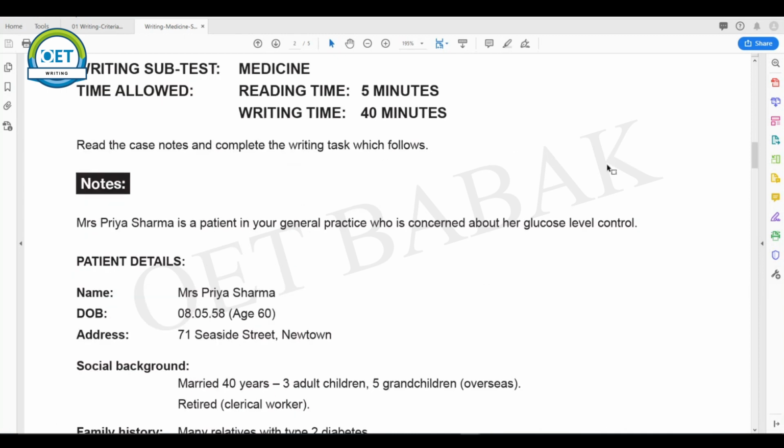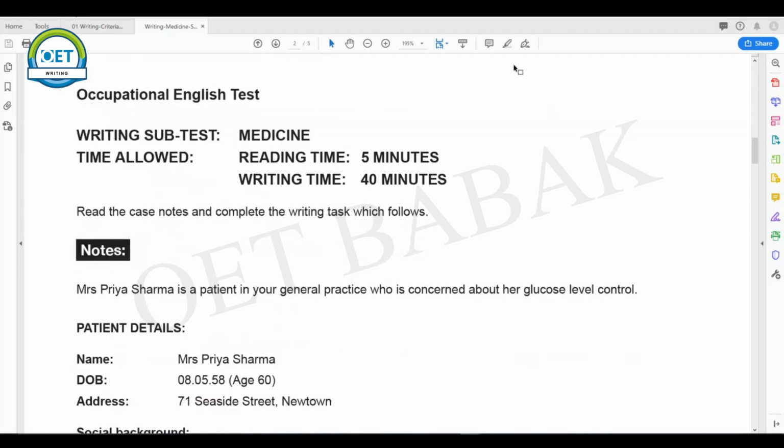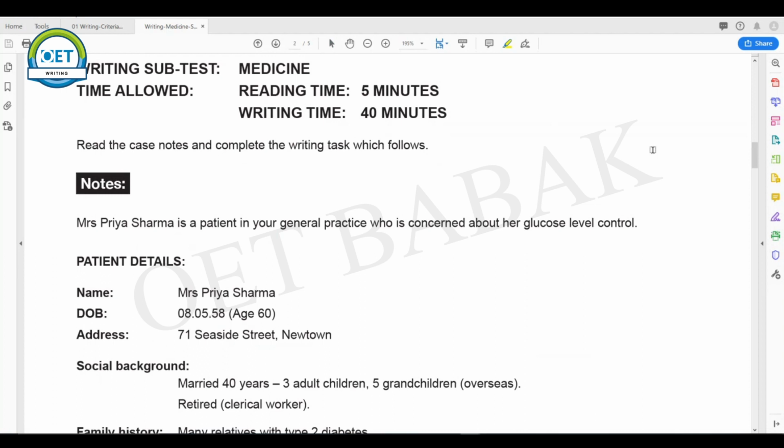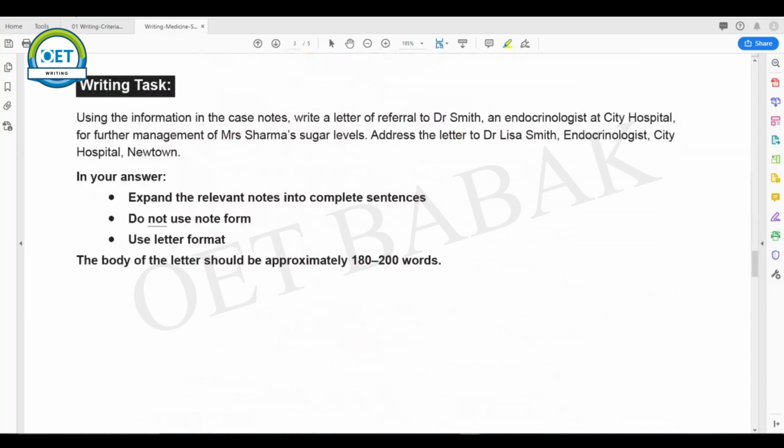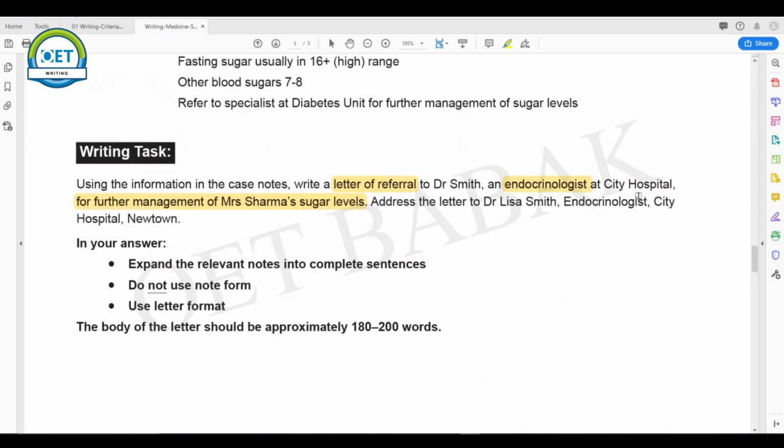So how should I find the purpose of this document? It says there's a patient in your general practice who's concerned about her sugar level control. Then we go to the end of the document. The task says, using the information in case notes, write a letter of referral to Dr. Smith, an endocrinologist at City Hospital for further management of Mrs. Sharma's sugar levels.